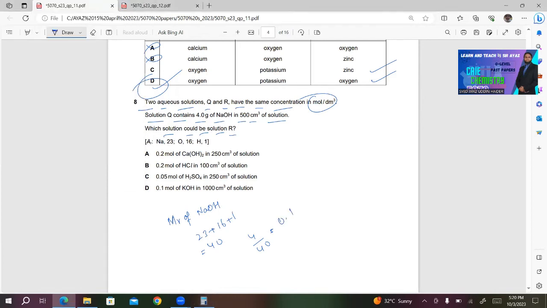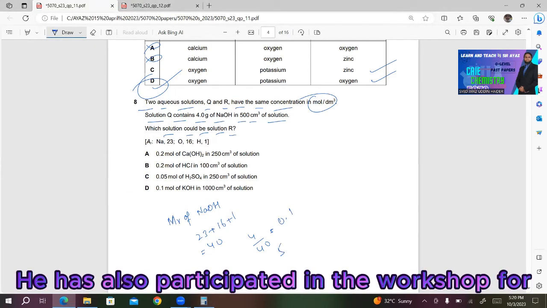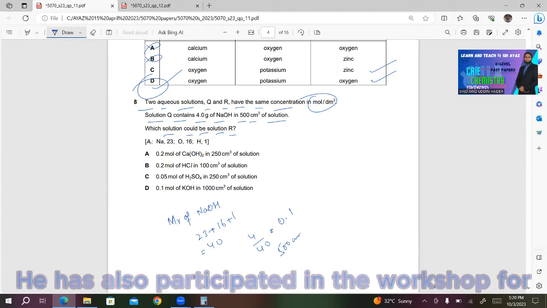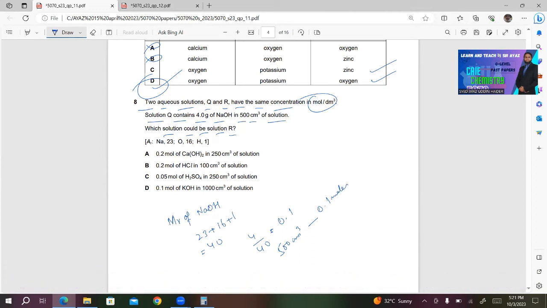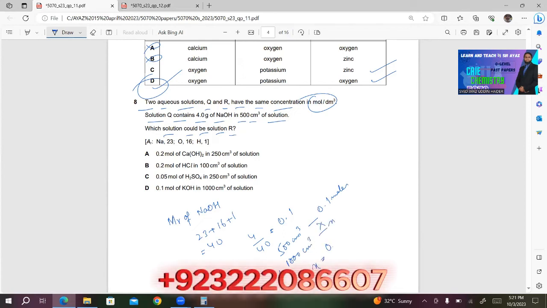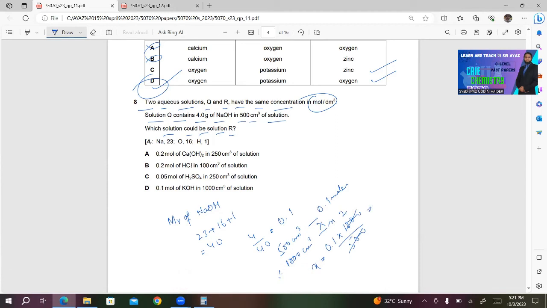And this 0.1 is in 500 centimeter cube. 500 centimeter cube contains 0.1 moles. Therefore, 1000 centimeter cube contains X moles. So X is equal to 0.1 multiplied by 1000 and divided by 500. So 2 multiplied by 0.1 will get 0.2. So 0.2 mole per dm cube. One of these must have 0.2 mole per dm cube.